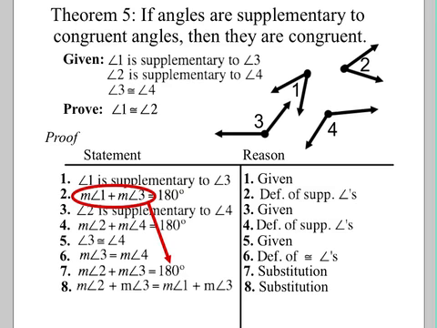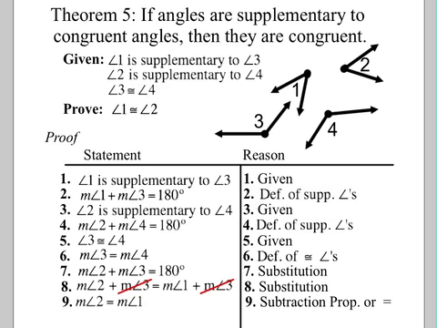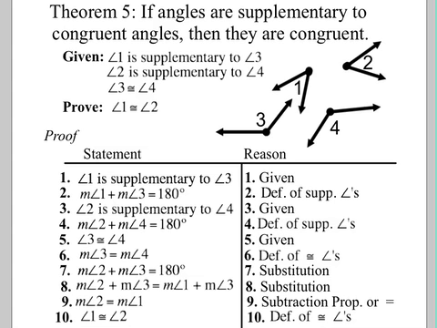And now we're going to subtract the measure of angle 3 from both sides, which, just like it was in the last proof, is a subtraction property of equality, giving us that the measure of angle 2 is equal to the measure of angle 1, and therefore the two angles are congruent by the definition of congruent angles.